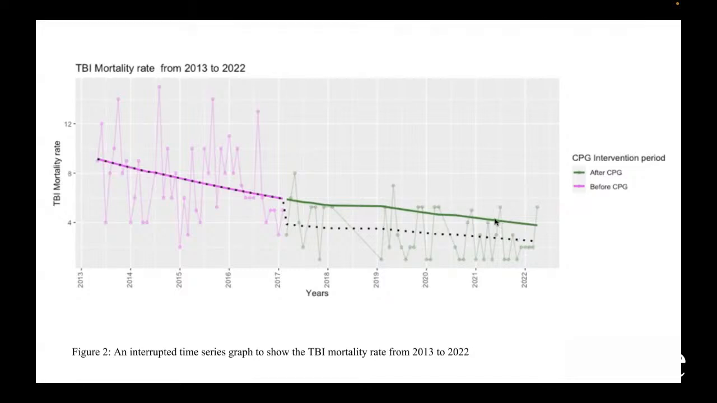But the green line here is the counterfactual line, which shows that without CPG, if CPG could not be placed at the emergency department, the deaths could be higher, could continue to behave in this pattern, like they could increase. So the gap we see here is the counterfactual effect that the CPG reduced the mortality rate for TBI patients.